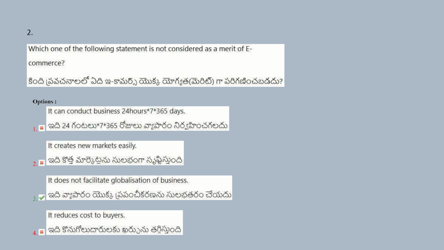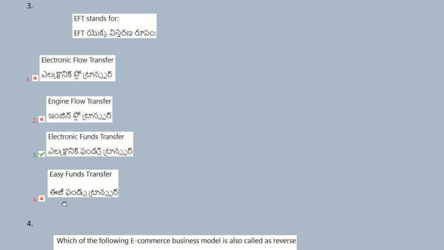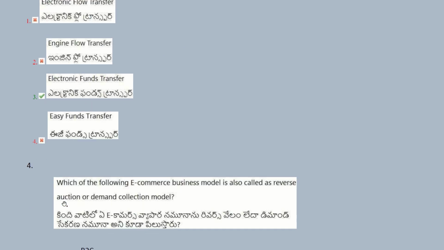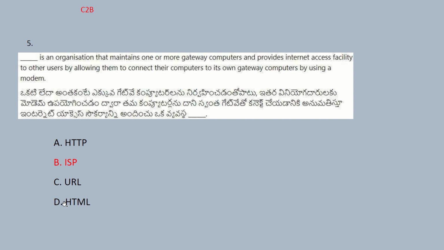So remaining: it can conduct business 24 hours, right? It creates new market easily, right? It reduces cost to buyers is also right. And EFT stands for electronic fund transfer. Which of the following e-commerce business models is also called reverse auction or demand collection model? That is called C2B, consumer to business. Dash is an organization that maintains one or more gateway computers and provides internet access facility to other users by allowing them to connect their computers to its own gateway computers by using a modem.